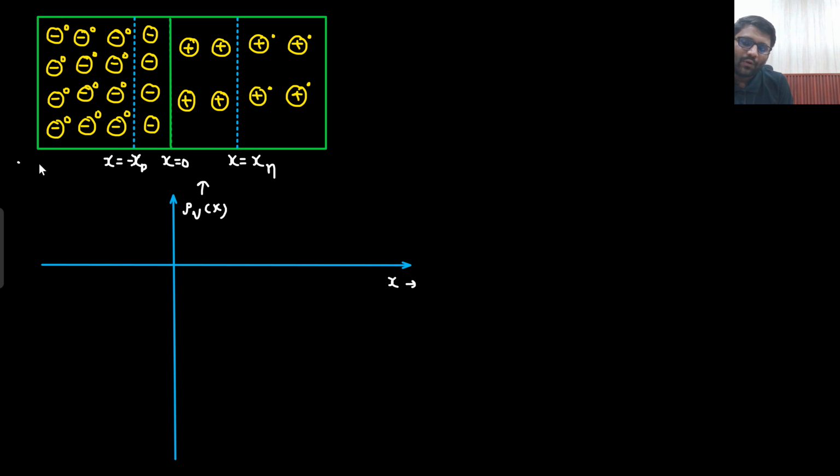So I will move on my semiconductor from here. This is my X equals to 0. So I am moving on my semiconductor from this side. So in this region, how much charge am I getting? 0 charge, because positive charge and negative charge are cancelling out. So here there is 0 charge.